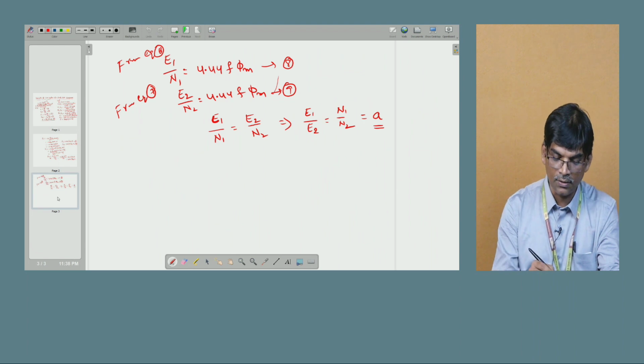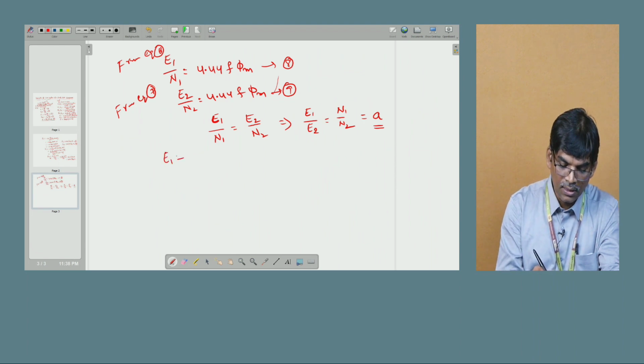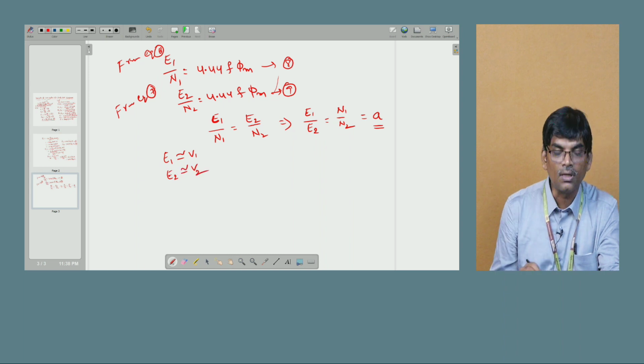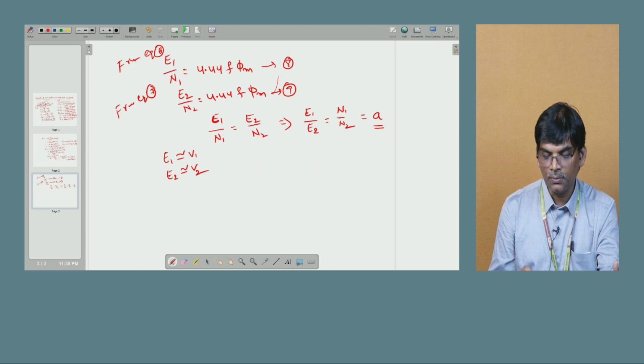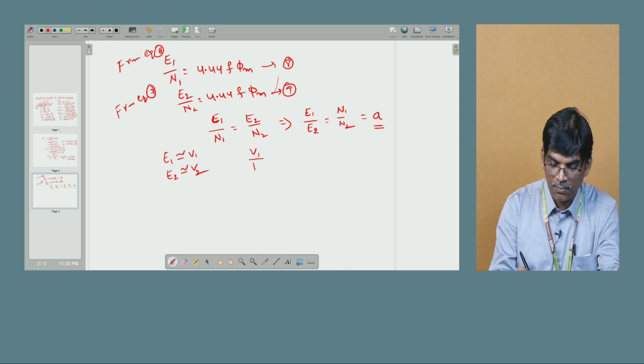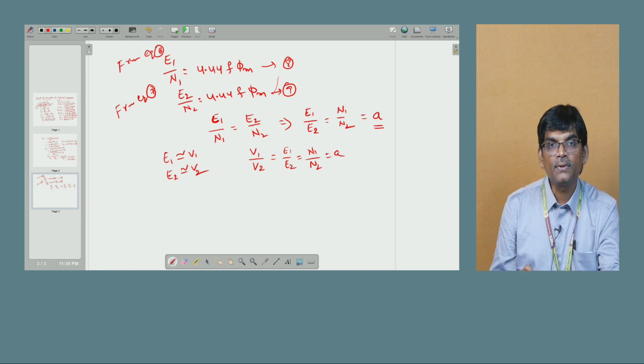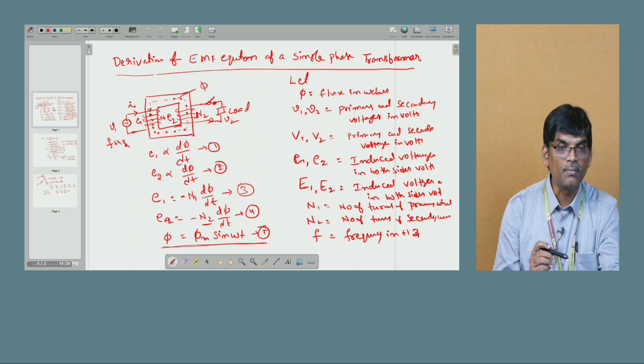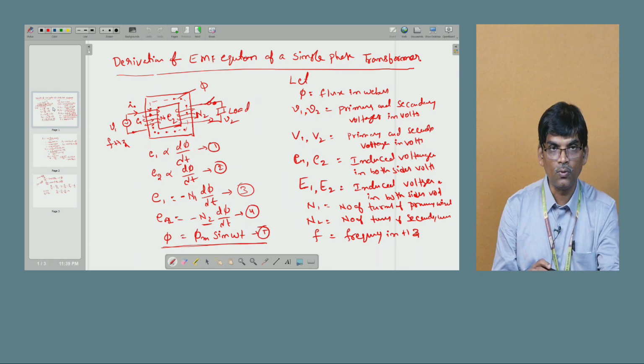That's why the applied voltage or terminal voltage is approximately equal to the induced voltage. The primary terminal voltage V1 is approximately equal to E1, and the secondary terminal voltage V2 is approximately equal to E2. So we can translate this winding ratio as V1 by V2 as well. We can rewrite it as N1 by N2, which is A.